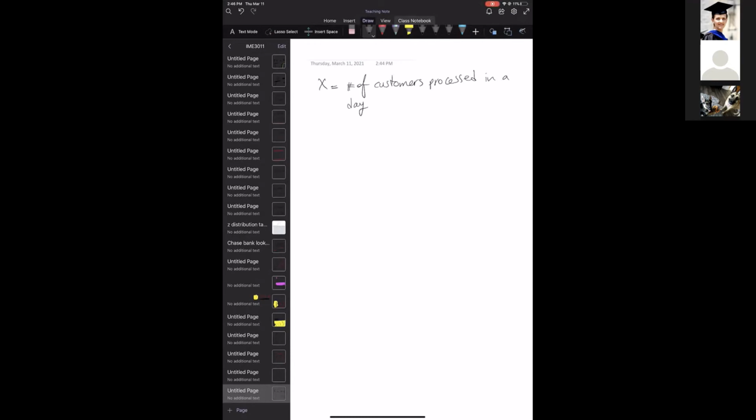In this fast food restaurant, let's assume the number of customers processed in a day, obviously every day is different, is a random variable with a distribution. Let's assume it has a normal distribution with some average mu and some standard deviation sigma. So this random variable, this x, has a normal distribution with average mu and standard deviation sigma. So what does this mean?